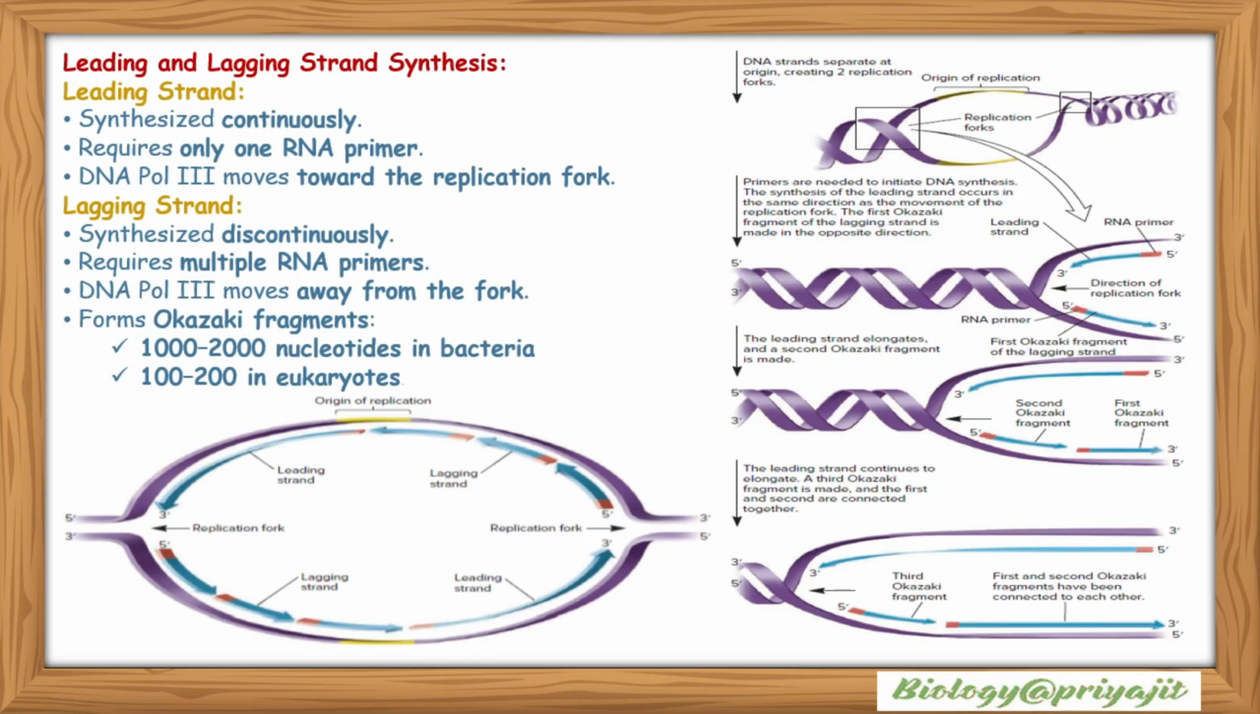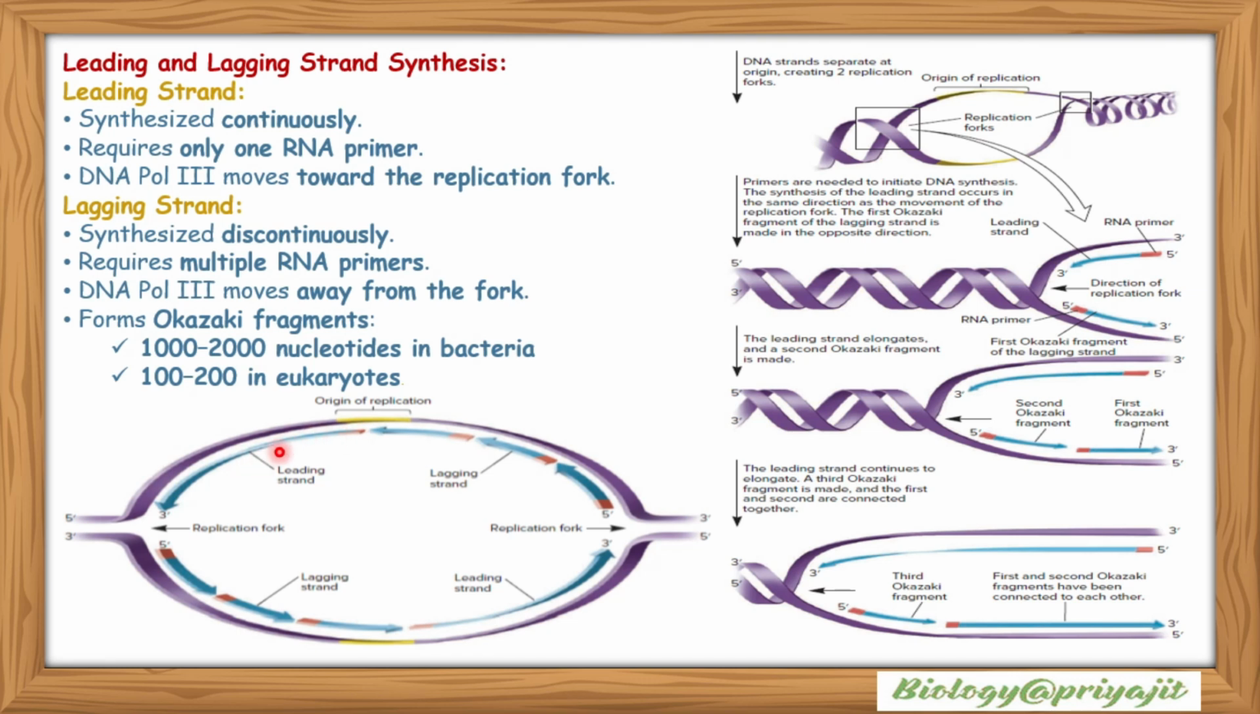Leading and lagging strand synthesis. The leading strand is synthesized continuously and requires only one RNA primer. This is the leading strand synthesis. With only one RNA primer, DNA Pol III moves toward the replication fork.